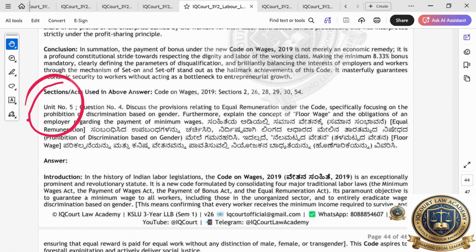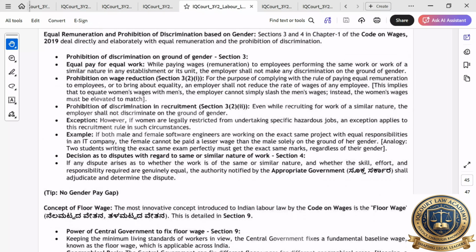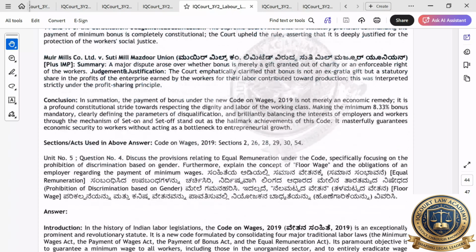This is fifth unit, unit number 5, question number 4. Discuss the provision related to the equal remuneration under the code, specifically focusing on the prohibition of discrimination based on gender. Furthermore, explain the concept of floor wage and the obligation of an employer regarding the payment of minimum wages. So we are explaining it in a normal way, full of technical words, for a standard reading.